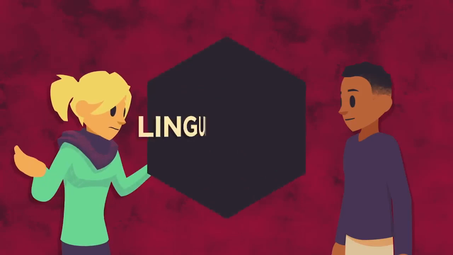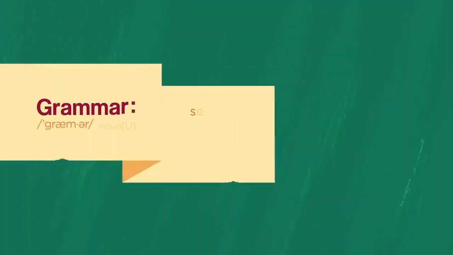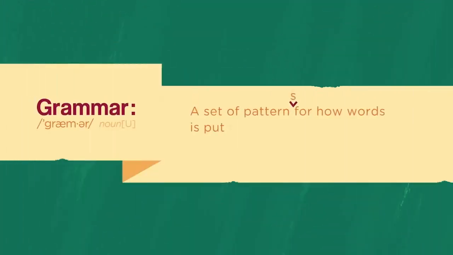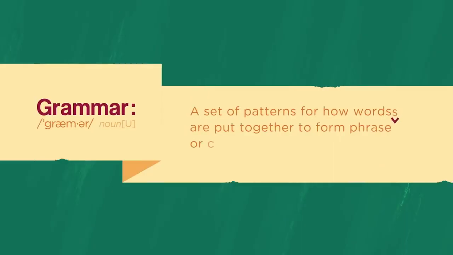From the point of view of linguistics, grammar is a set of patterns for how words are put together to form phrases or clauses, whether spoken or in writing. Different languages have different patterns. In English, the subject normally comes first, followed by the verb and then the object, while in Japanese and many other languages, the order is subject, object, verb.